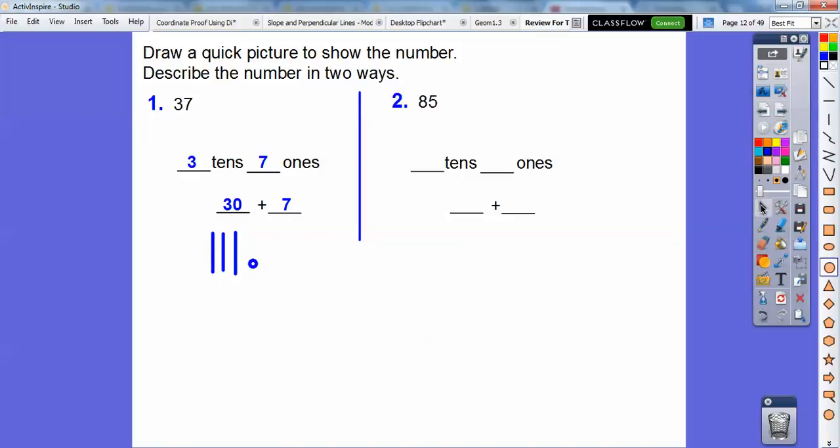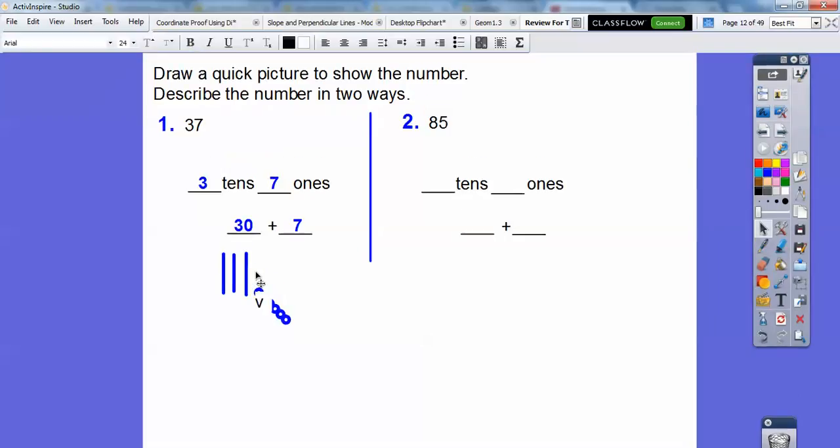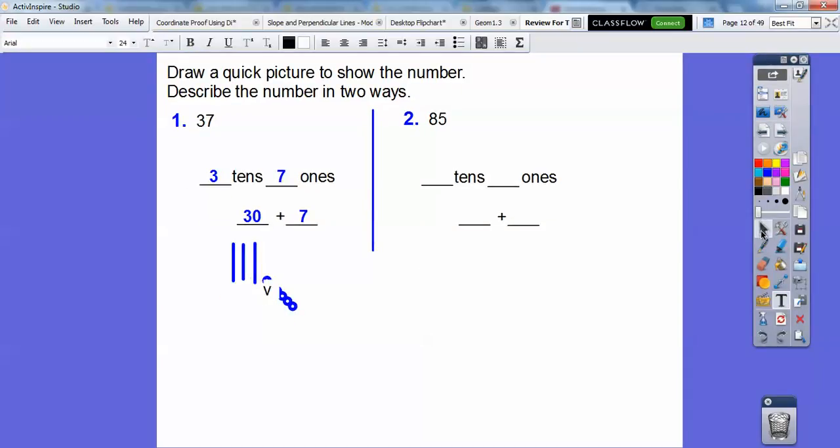Let me just use that guy right there. So that would represent 1. So we do 7 of those. Okay, so 2, 3, 4, 5, 6, 7. Okay, and we'd probably stack those.